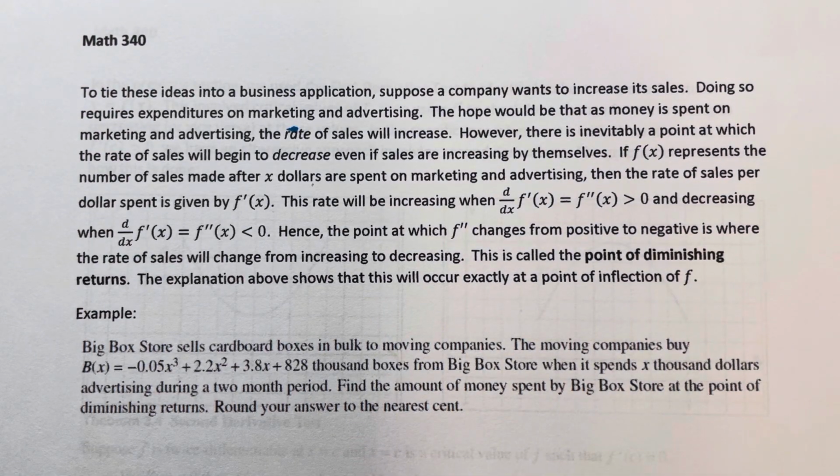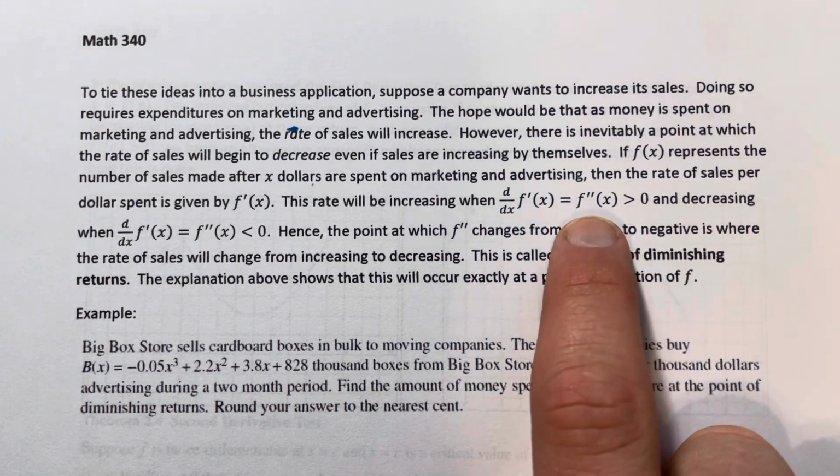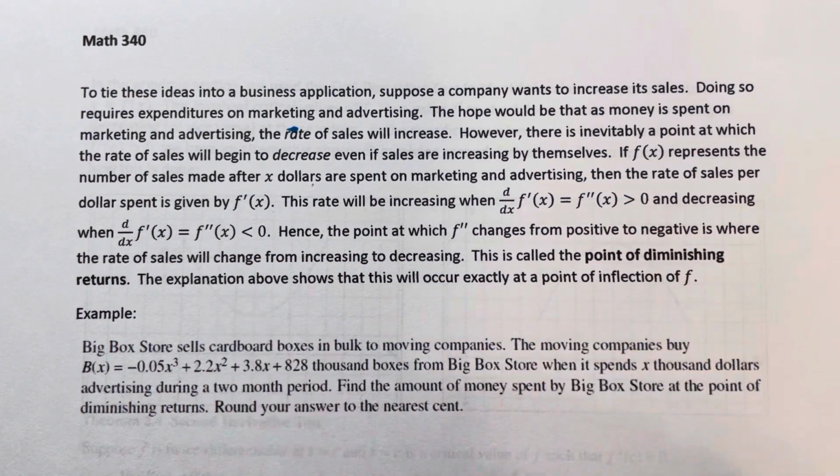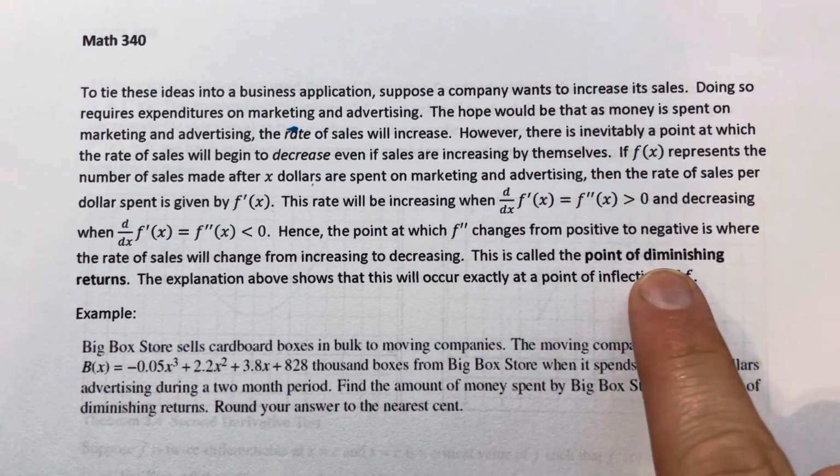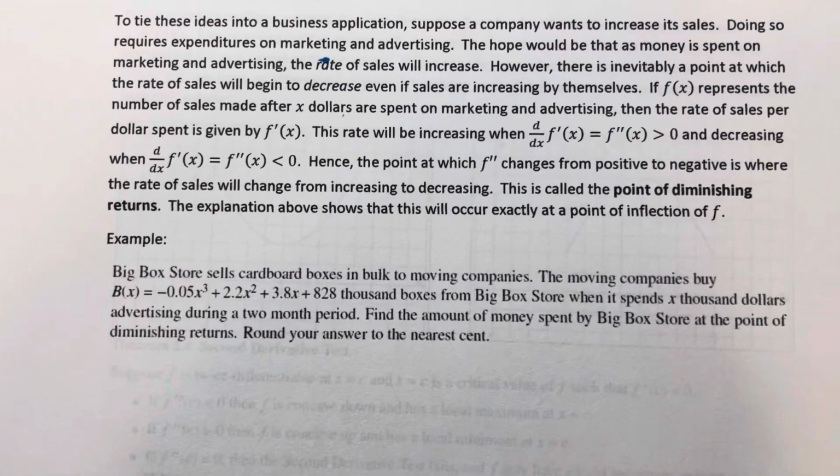So the point at which your rate of sales per dollar spent changes from increasing to decreasing, which again is the point at which f double prime switches from being positive to negative, we call that the point of diminishing returns. What that essentially means is that you're putting a lot of money into trying to increase your sales, but the rate at which those sales are happening is now decreasing instead of increasing.